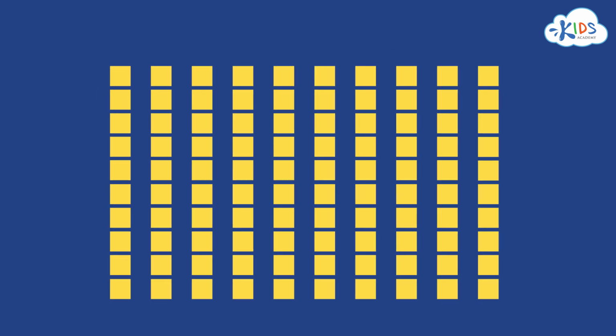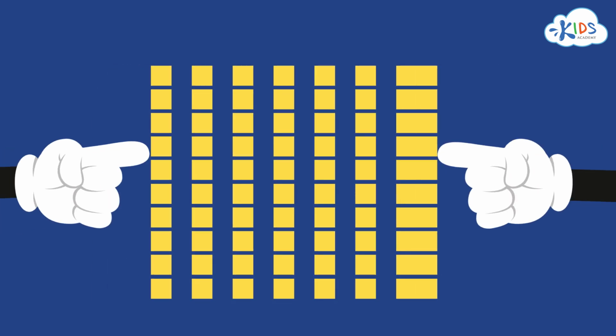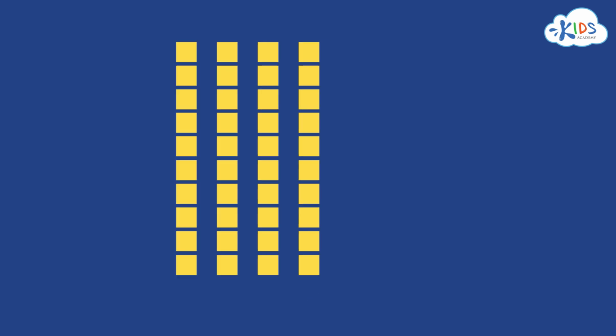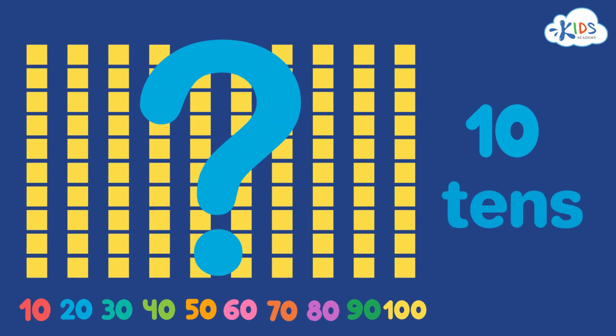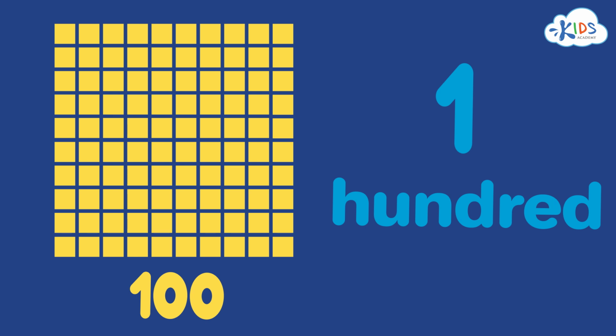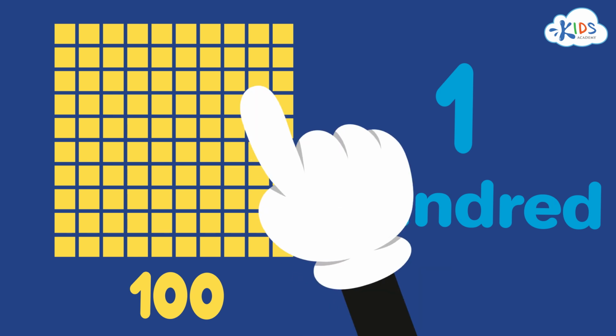Let's check out the base 10 blocks to make sure it's true. We can see that one long has 10 cubes in it. So if we have 2 longs, that's 20 cubes. Well, what if we had 10 tens or 10 longs? Well, that would give us 100, just like we counted by 10s.